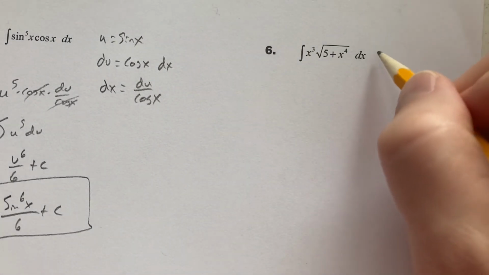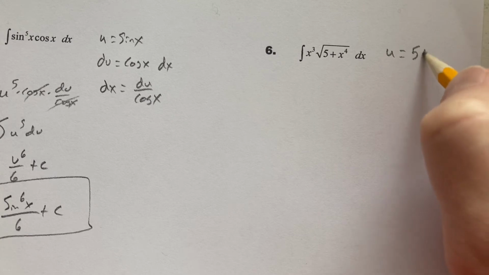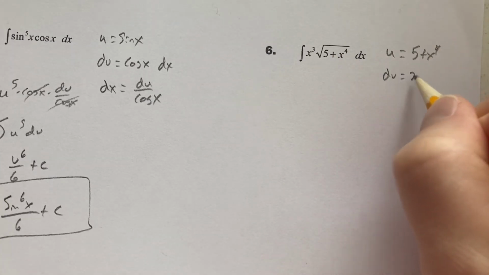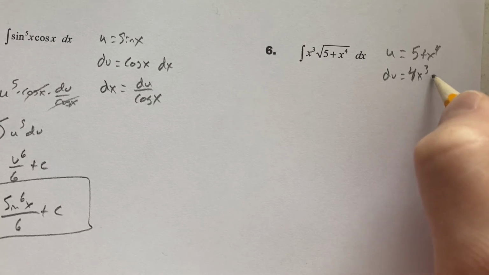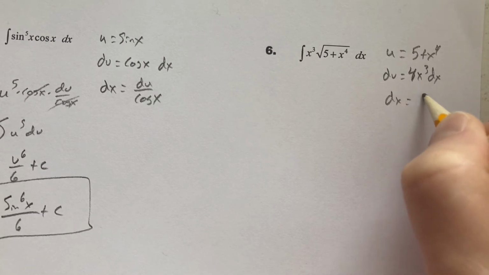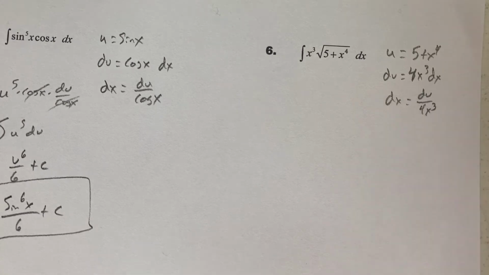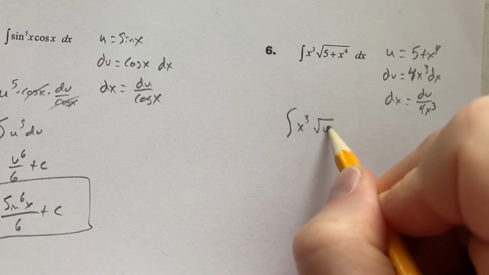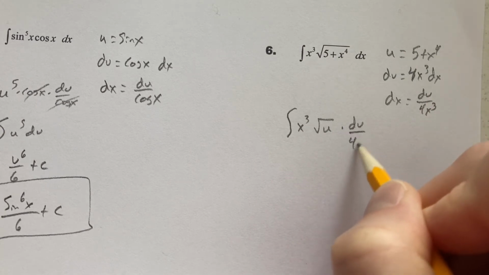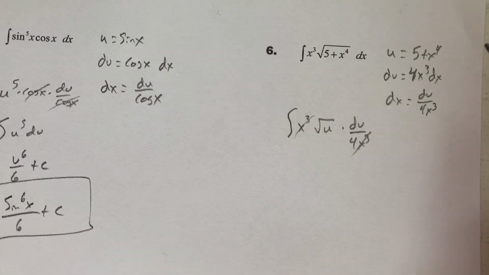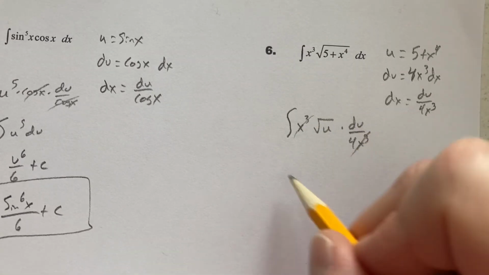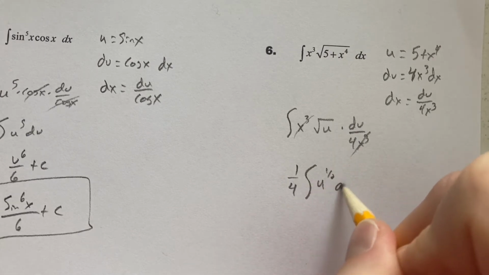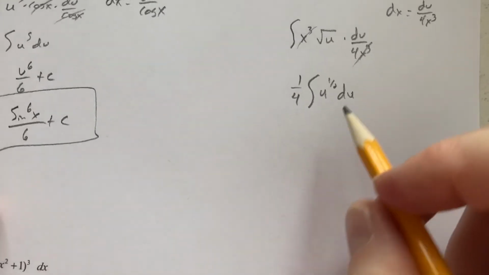All right, number 6, our u is equal to 5 plus x to the 4th. That's inside the square root. du is going to be 4x cubed dx, which means dx will be du over 4x cubed. So come back over here, this will be the integral of x cubed times square root of u times du over 4x cubed. x cubes cancel, which is what we want. This 1/4 can be pulled out front. Rewrite that as u to the 1/2 du.